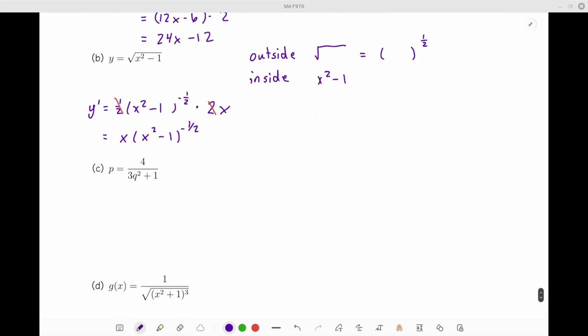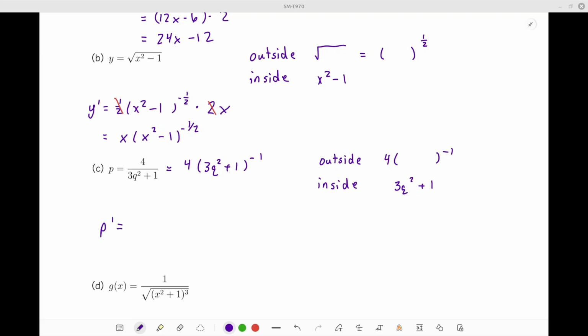Now C, you can kind of think of it as a quotient rule if you really wanted to, or you rewrite it, it's the same thing as this. Oh, forgot the squared on the cube. So then we can use the chain rule, because in my opinion, the chain rule is a lot quicker to use than the quotient rule. So here, our outside function is the 4, and then parentheses to the negative 1. And then our inside function is the 3q squared plus 1.